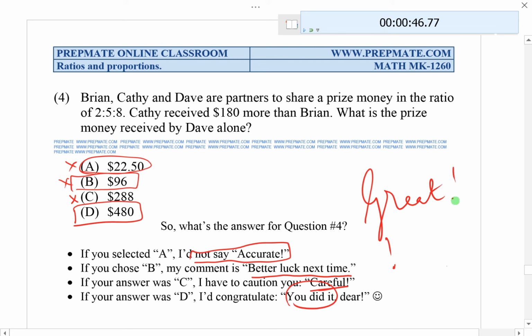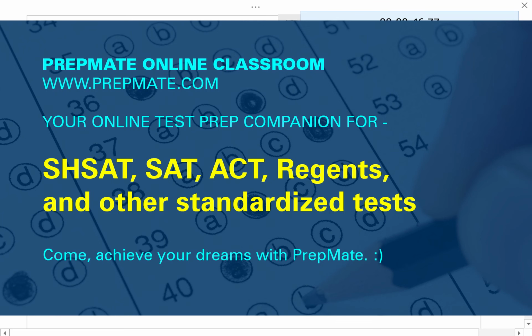So congratulations. And if you did not solve the problem correctly, then go back and check your steps. Compare the steps with the problem that we solved before and do that step by step. You will definitely solve the problem. Is it okay? All right. Hope you found this lesson enjoyable and useful.